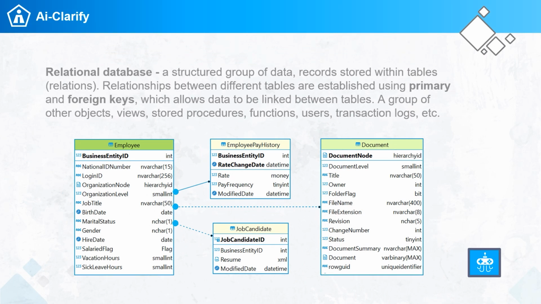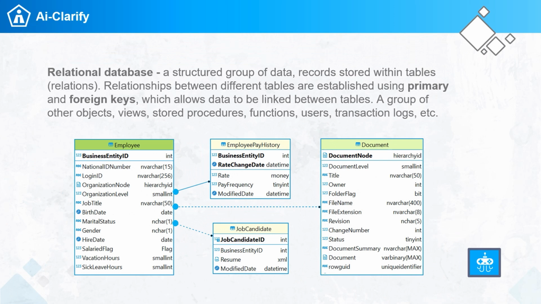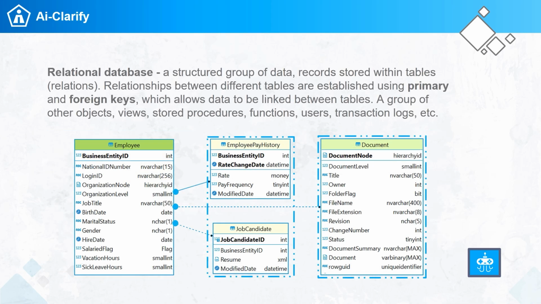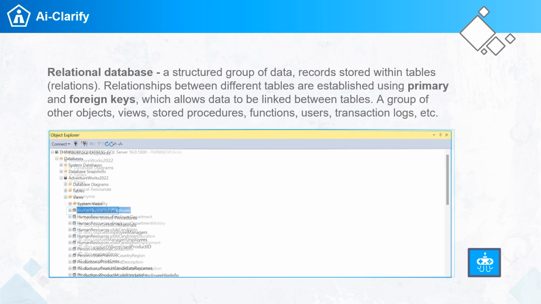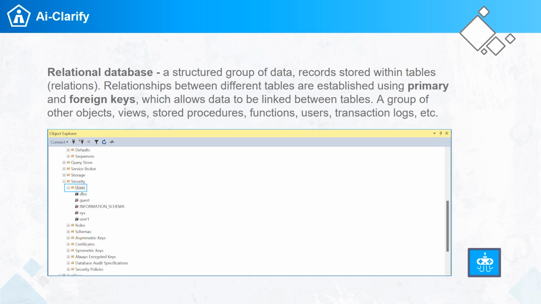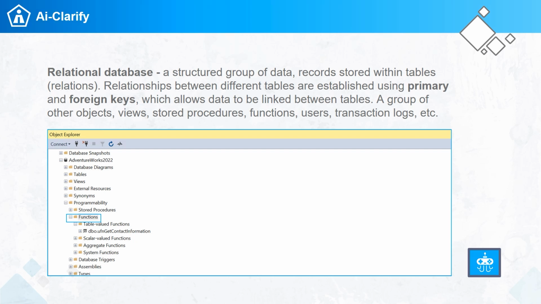For a relational database, we say it is a structured group of data or records that are stored within relations. These relations are essentially mathematical concepts and they are represented as logical objects, commonly known as tables. Relationships between different tables are realized using primary and foreign keys, which enables data to be linked between different objects. It also includes a group of other objects such as views, stored procedures, functions, users, transaction logs and other database objects, but this greatly depends on the database management system in use.